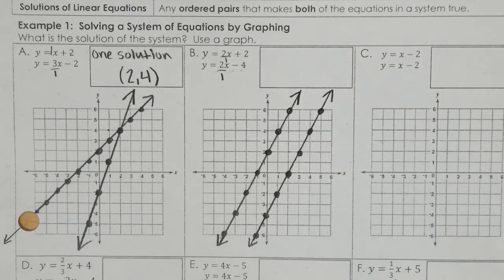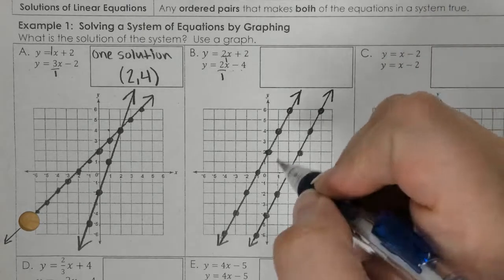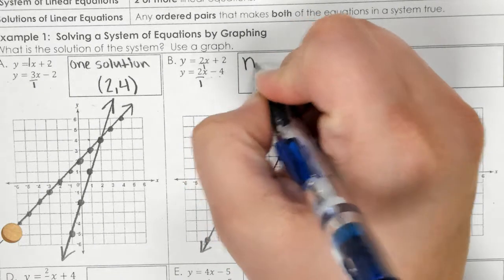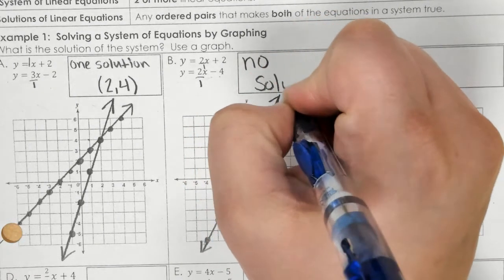All right, so here the two lines don't touch. In fact, they're called parallel lines. Because they are parallel lines that don't touch, you will never be able to get a solution. So this is no solution.